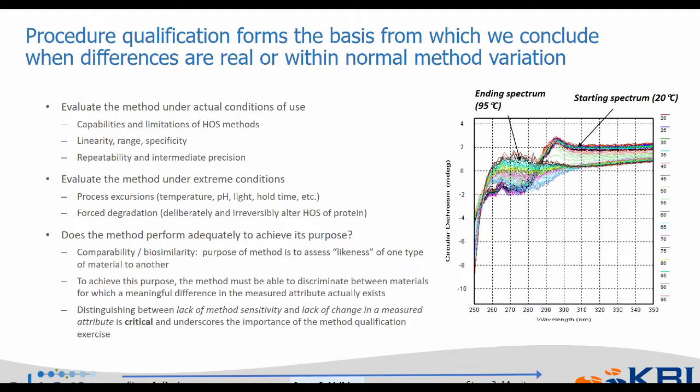We need to understand how the method behaves under actual conditions of use. So when we look at multiple pieces of equipment, multiple analysts across a time period, we need to assess things like the linearity, range, and specificity of the method. And most importantly, its precision. It turns out that the precision of the method is the most important performance characteristic of the method. We also need to study the method under more extreme conditions. And this can be more moderate, like process excursions, things like temperature, pH, light, hold time, things that the material may actually undergo during routine processing.